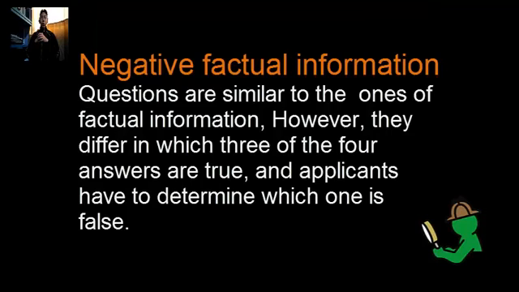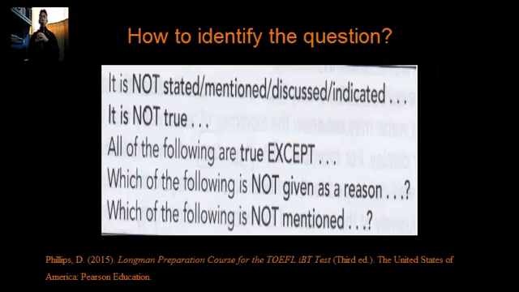The next is negative factual information. This is similar to the previous question. They differ in which 3 of the 4 answers are true, and applicants have to determine which one is false. As in the previous case, some prompts are shown to identify the question in which you are working on.